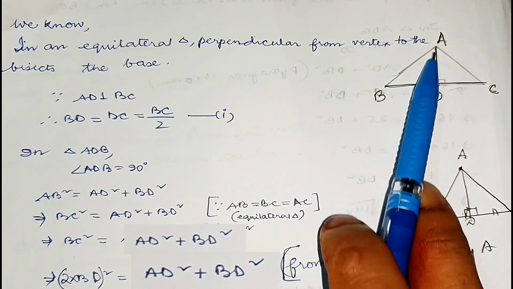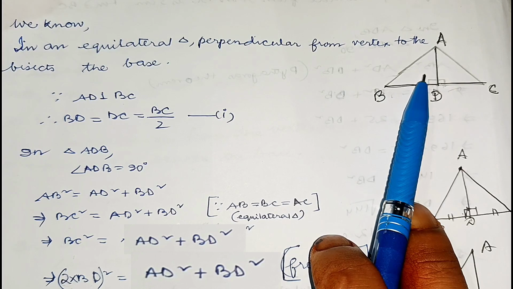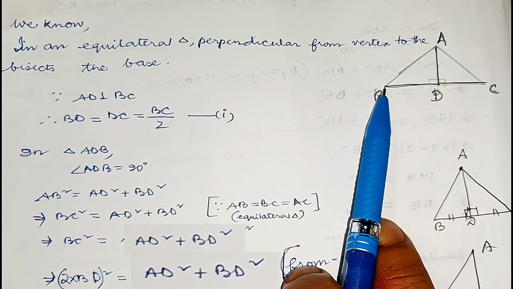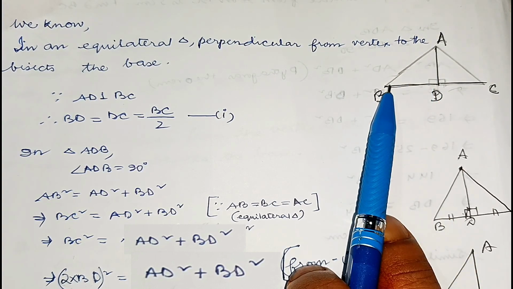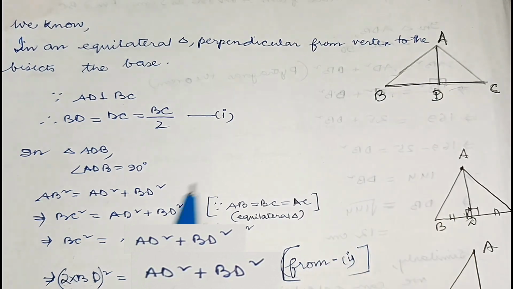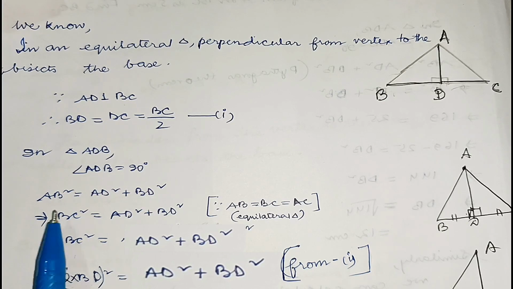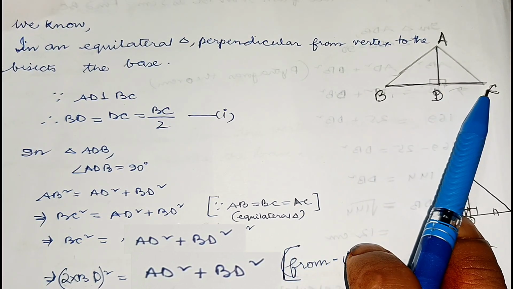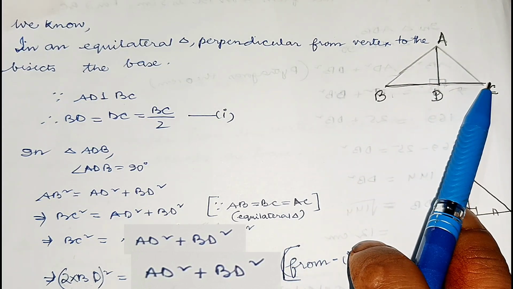Now angle ADB is 90 degrees, so we can use Pythagoras theorem. If I apply Pythagoras theorem in this triangle ADB, and here this is 90, so this part will be the hypotenuse. So from Pythagoras theorem, AB square is AD square plus BD square. Now AB and BC both are equal because it is an equilateral triangle. So AB, BC and AC all are of equal length.